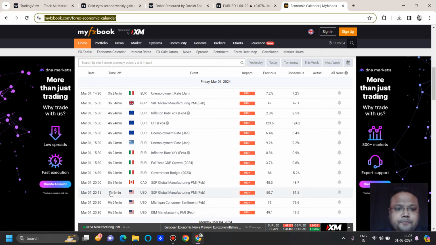And before the US session also, you can see we have news coming up on the euro inflation rate. So at the time of the inflation rate news, if the market is very volatile, forget about levels, try to follow the fundamentals, because when fundamentals dominate the market, technicals do not work. That's a bitter reality.